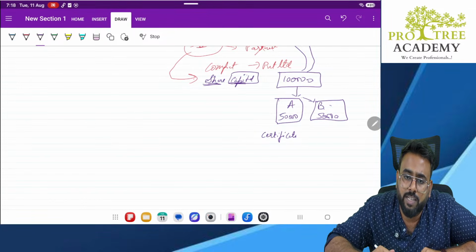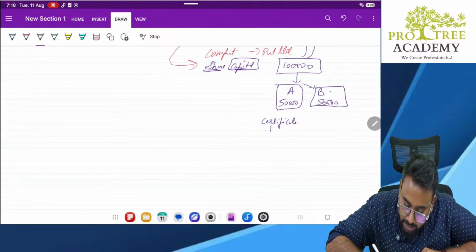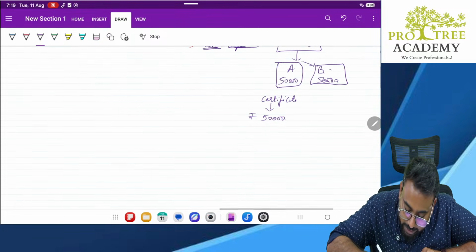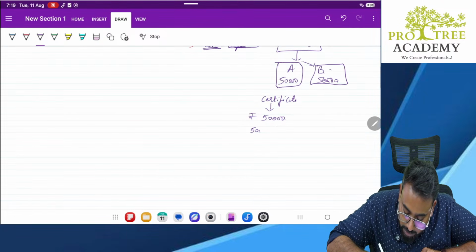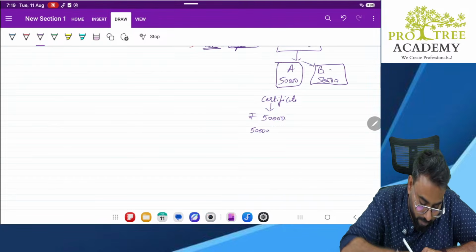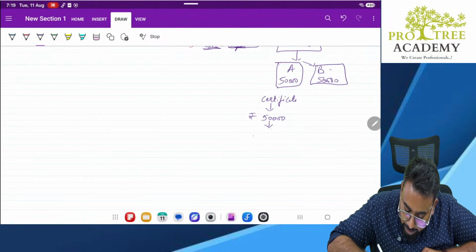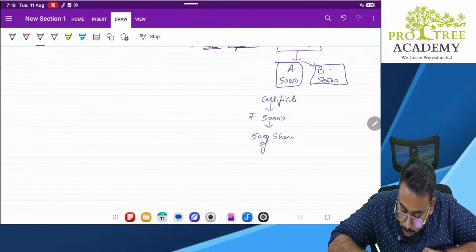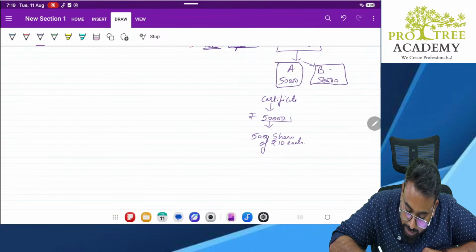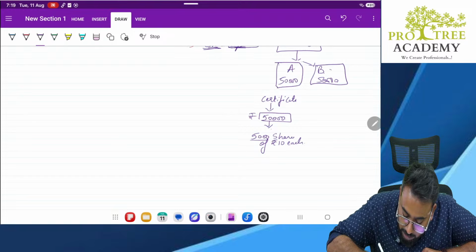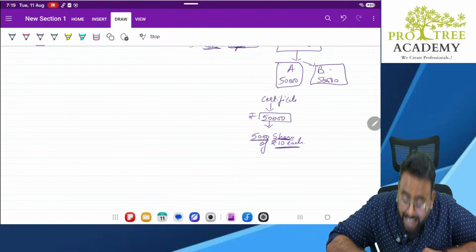Sir, what does the certificate say, sir? What that certificate says is, you have invested 50,000 rupees in a way where I have given you 5,000 shares of rupees 10 each. What? 50,000 is represented by 5,000 shares of 10 each.